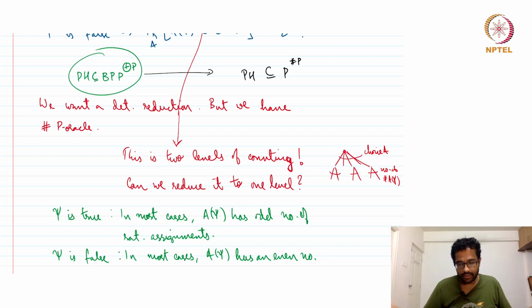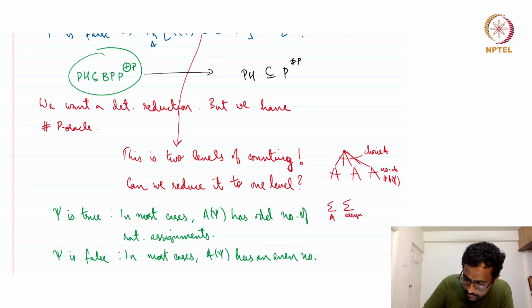Even if most cases are odd, the sum could be even or odd, and maybe even for the yes instance and the no instance, the total sum could be the same. So I am talking about the sum over all possible choices of A, and over all satisfying assignments of A psi, that is, the number of satisfying assignments of A psi, right?